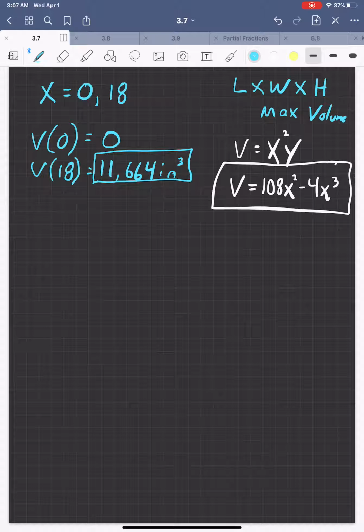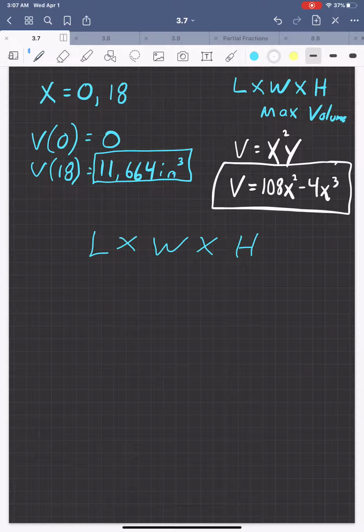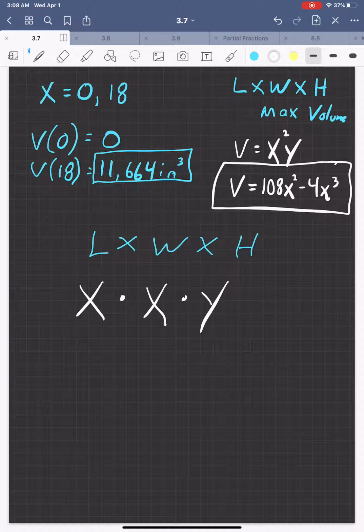So that is going to be your maximum volume, but do you agree with me that that was not the question? The question was, what are the dimensions of the box? A length times a width times a height. We didn't use L's and W's, we used x's. So x times x times y. I know that the box is going to be 18 by 18 by, but I don't know that last dimension.